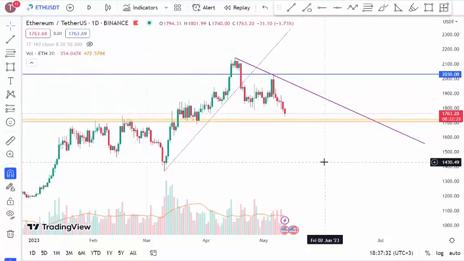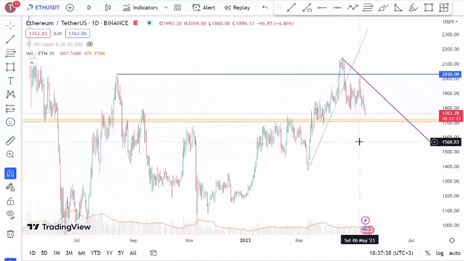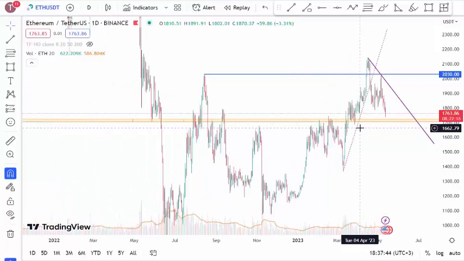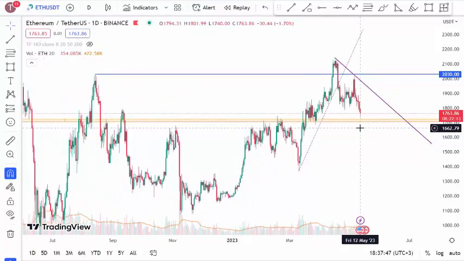Let's say this is broken downwards. If we look at the downward targets, it will be approximately the 1.662 level. It will be one of our intermediate support levels. Along with that, the 1.566 level will also be an intermediate support level for us.